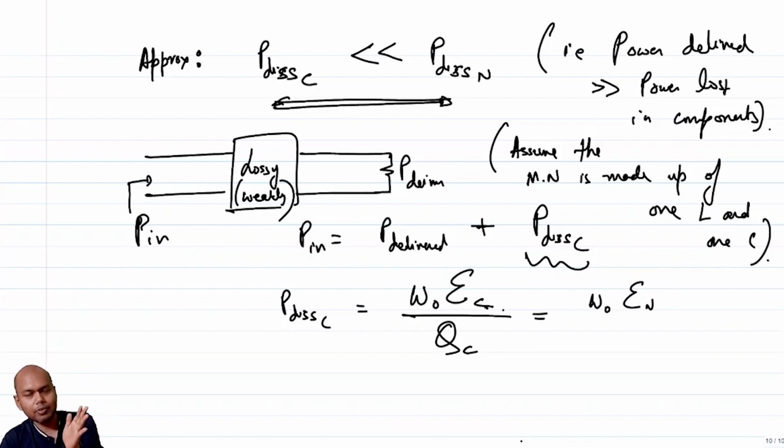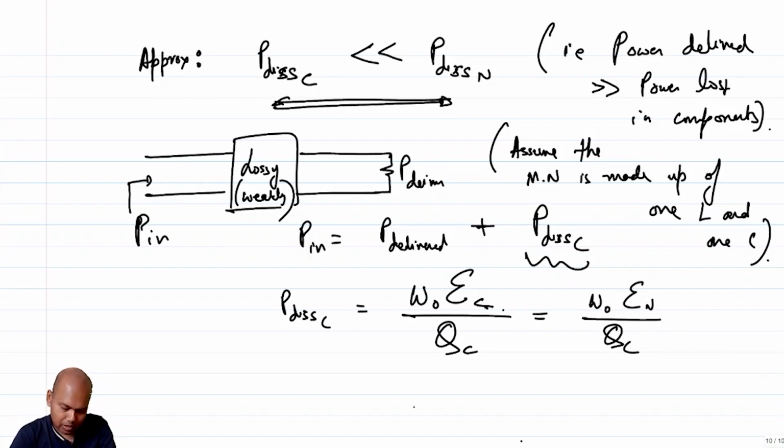Because if your network is made up of one inductor and one capacitor, then the total energy stored in the network is equal to the total energy stored in the inductor at its peak state, or in the capacitor at its peak state. So I can make that approximation as long as I have one inductor and one capacitor, right? Fine. So if I can do that, then it becomes QC. Till now, no approximation, right?